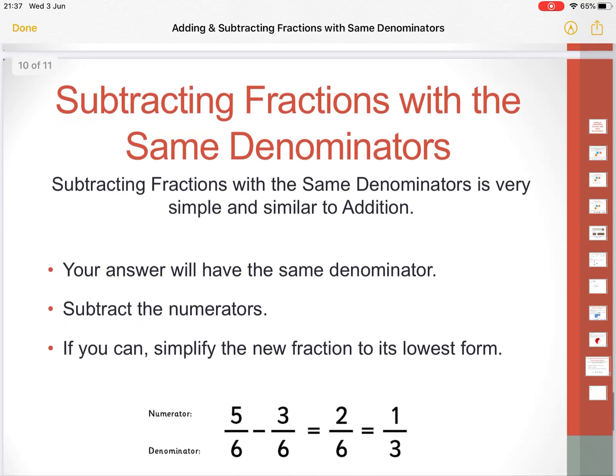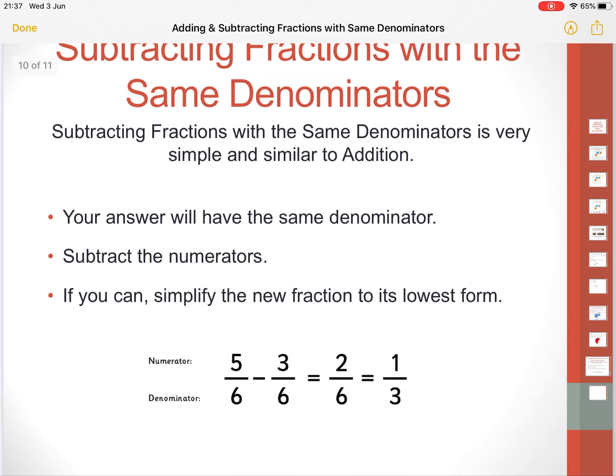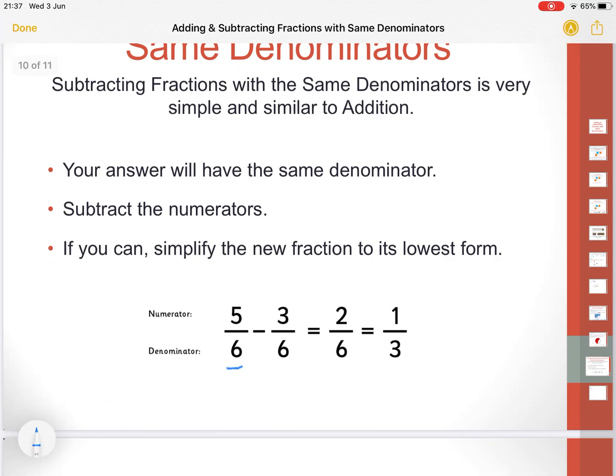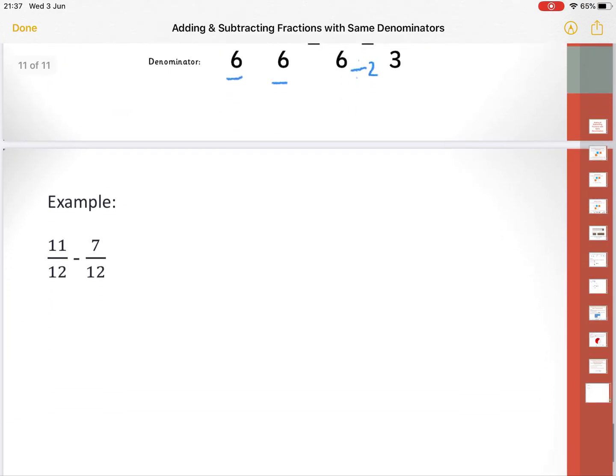Just like we did. For example, 5 sixths minus 3 sixths. I have same denominators. So I just subtract the numerators. 5 minus 3 is 2. 2 out of 6 can be simplified. I can divide top and bottom by 2. 2 divided by 2 is 1. 6 divided by 2 is 3. Alright? Let's work on an example together now.